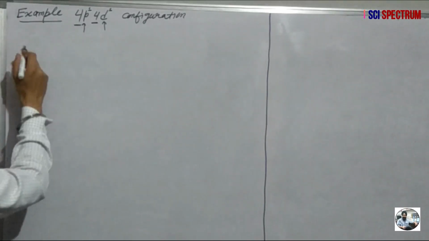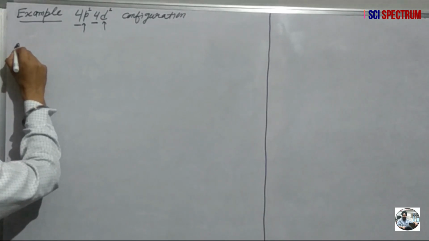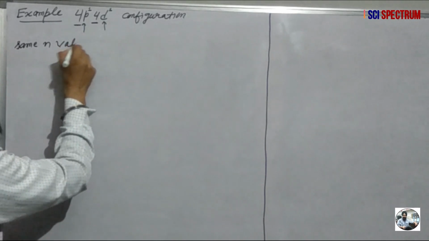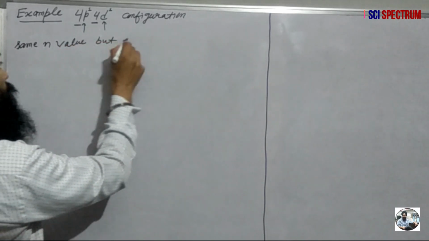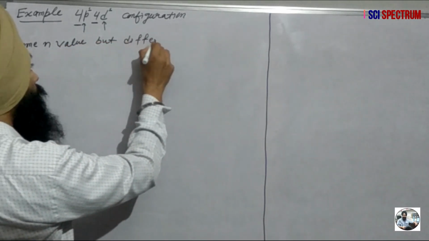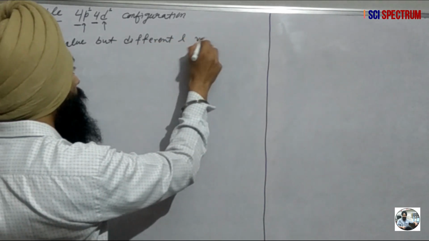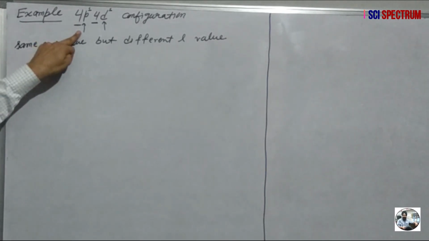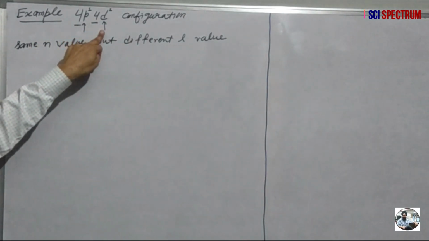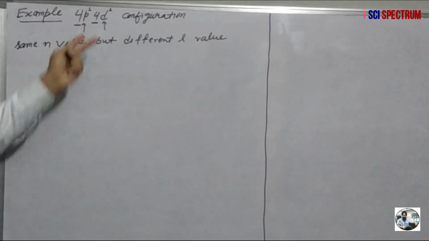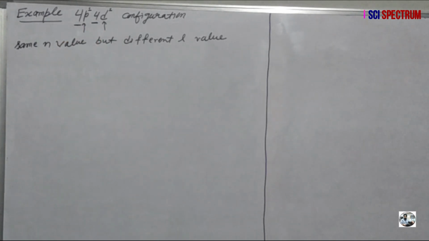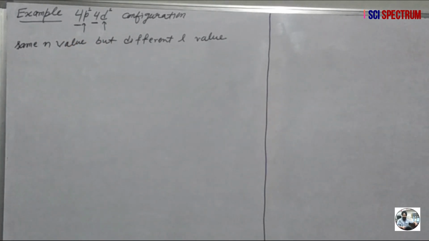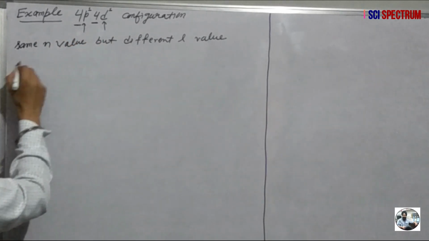So we have the same n value but different l value. You can see here for p we have l equal to 1, for d we have l equal to 2. So with different l value, we will apply the rules of non-equivalent electrons. Very easy. So let us discuss here.